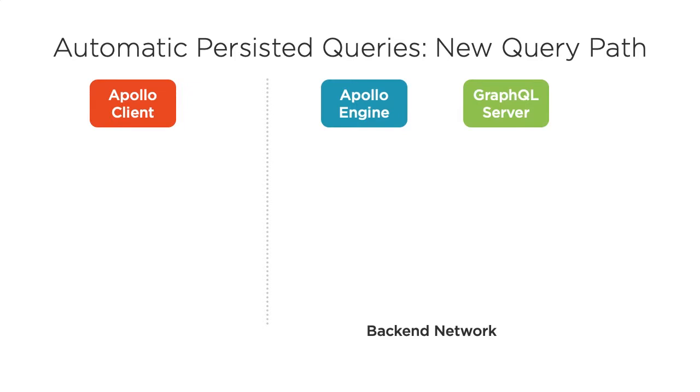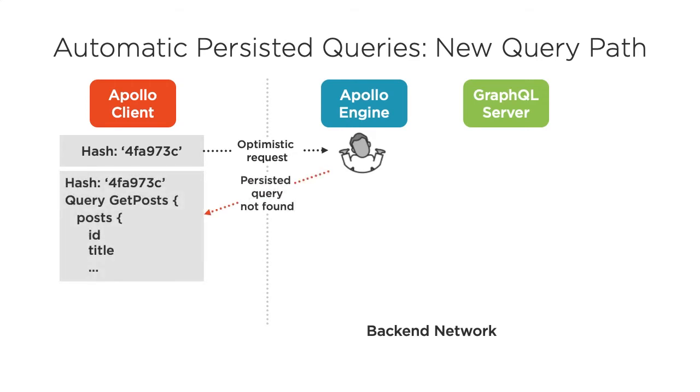So here is the flow, starting with the Apollo client. Just before the Apollo client would send a query, it calculates the hash for this query. It does what we call an optimistic request. This means it sends an HTTP GET call to the server, hoping the server can process it. Assuming the server has never seen this request before, it returns to the client a rejection and does no processing.